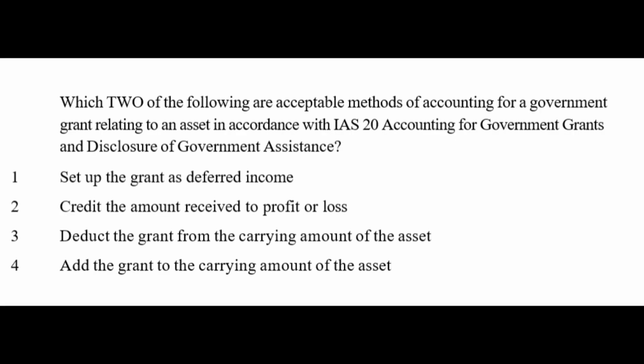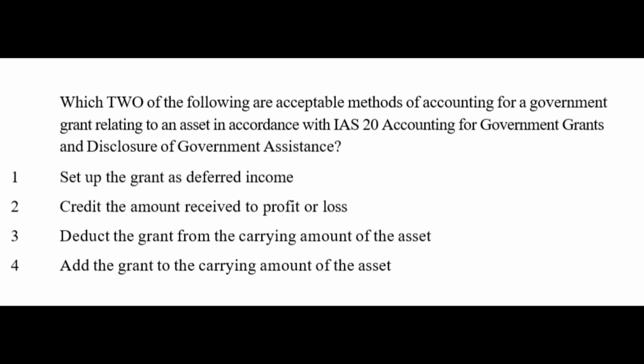This question tests IAS 20, accounting for government grants, specifically how grants related to assets are recognized and presented in financial statements. The key issue is understanding the two permitted approaches for capital grants. Government grants related to assets must be recognized in a way that matches the benefit of the asset over its useful life. IAS 20 allows two acceptable presentations: 1. Deferred income method. 2. Deduction from the carrying amount of the asset.